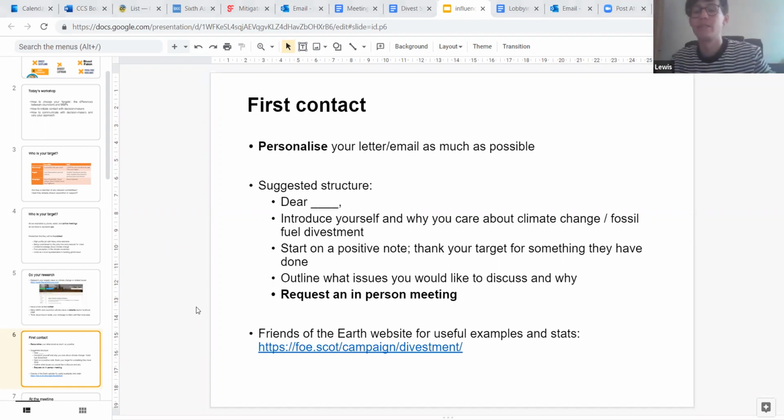Yes, and a point in the chat, it's also a great idea to ask for a Zoom meeting at the moment for COVID safety. So yes, when we originally designed this training, we said an in-person meeting. We still believe that in-person meetings are the best way of developing that kind of personal rapport, but a lot of MSP and councillor surgeries at the moment are still happening online via Zoom. So that is probably what you might want to suggest at the moment until things change. But also a good point.